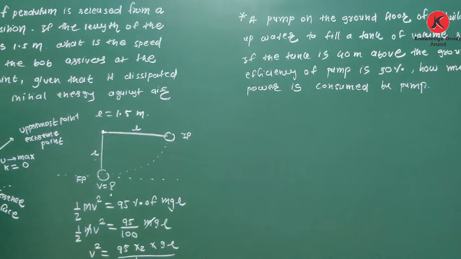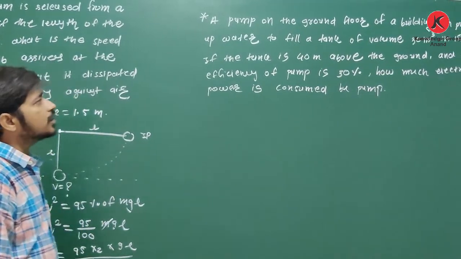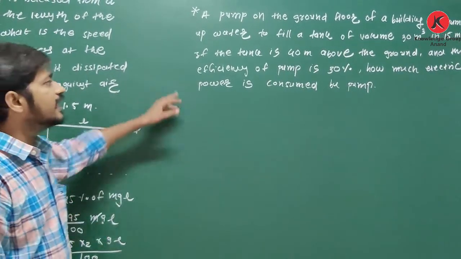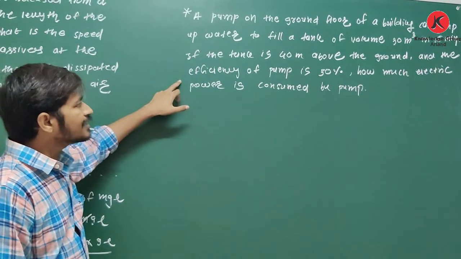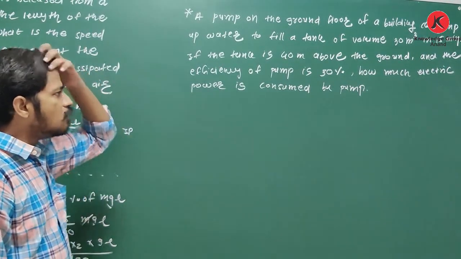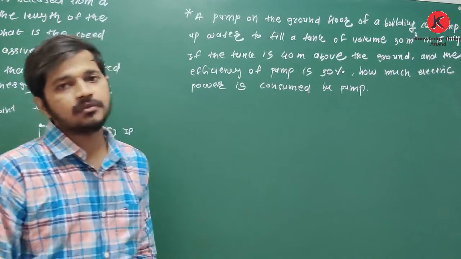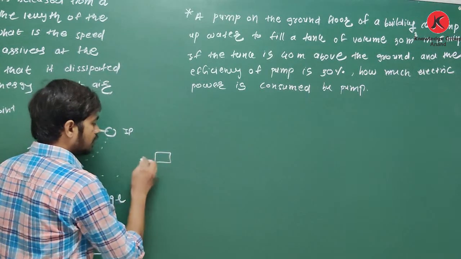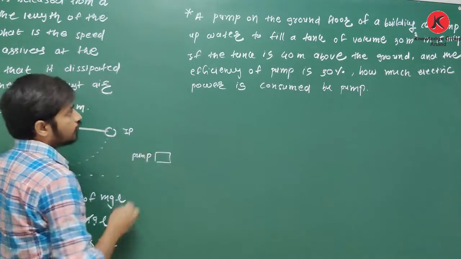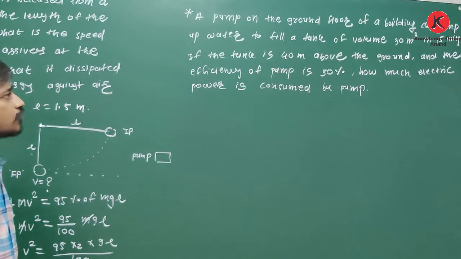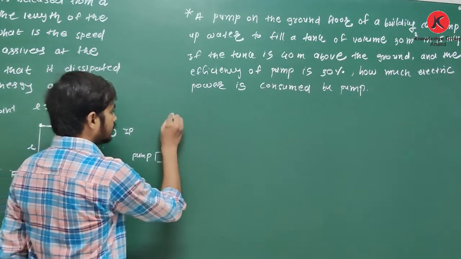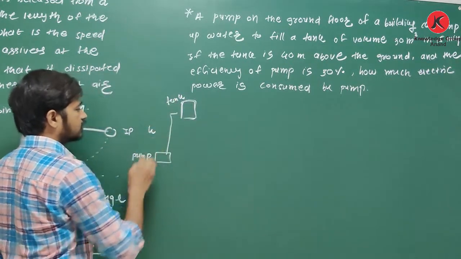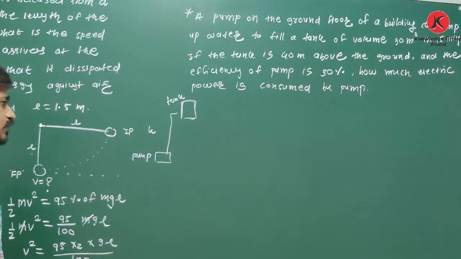A pump on the ground floor of a building can pump up water to fill a tank of volume 30 meter cube in 15 minutes. If the tank is 40 meter above the ground and the efficiency of the pump is 30%, how much electric power is consumed by the pump? See here, a pump on the ground of a building can pump water to fill a tank of volume, here it is the tank, at height h. So yes, first of all we will write the data.